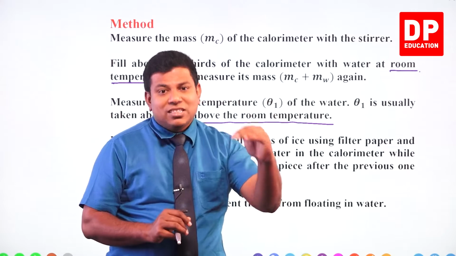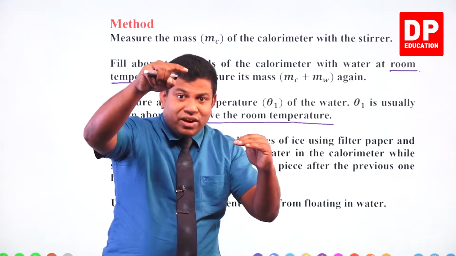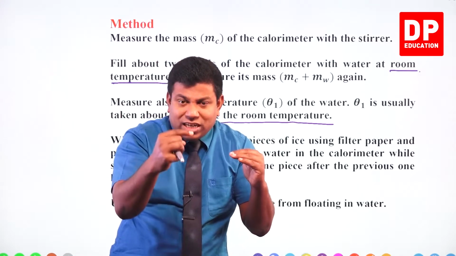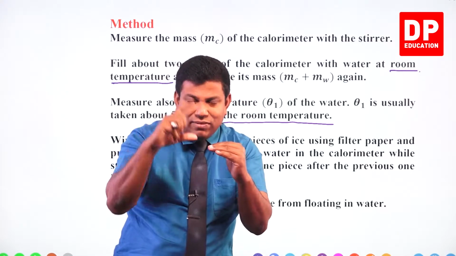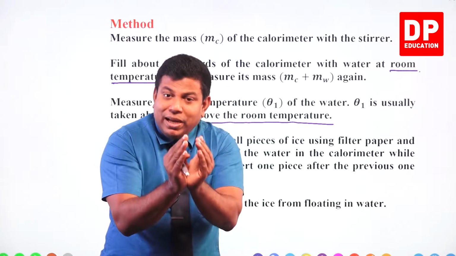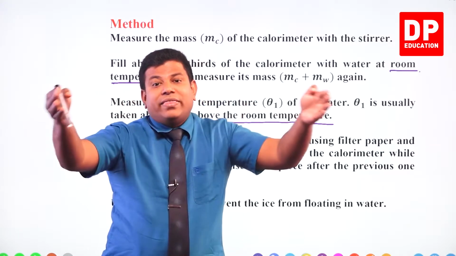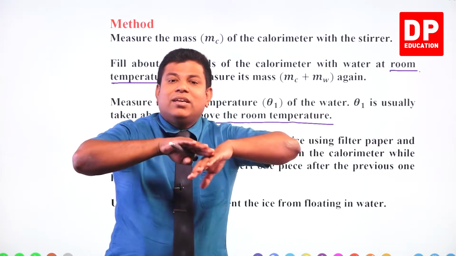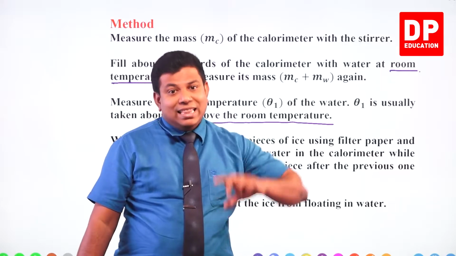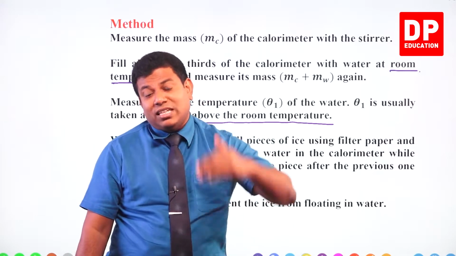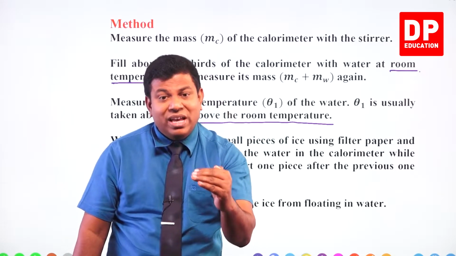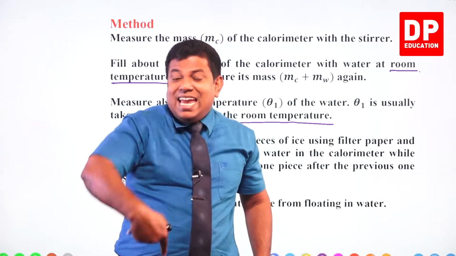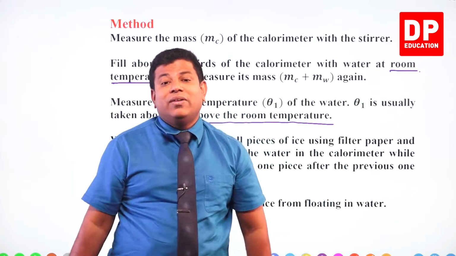When the room temperature is 30, you start at 35 and finish at 25. Now what happens from 35 to 30, when it reduces in that 5 degree range? The calorimeter and water has higher temperature than the environment. So, from the calorimeter and water to the environment, heat will be transferred. In the next half of the experiment, when the temperature is 30 to 25, the calorimeter and water has lower temperature than the environment. Then it will gain heat from the environment.